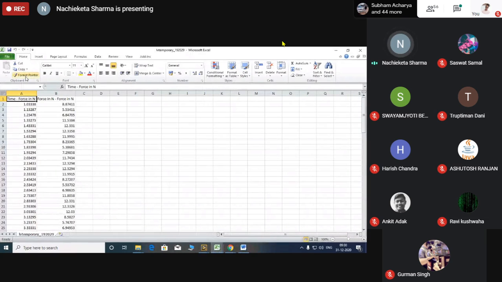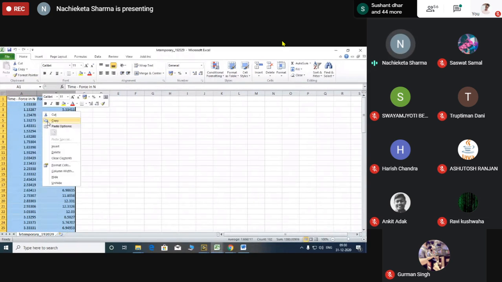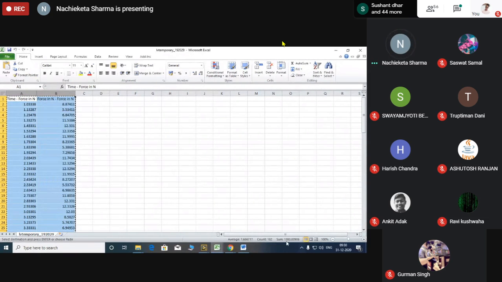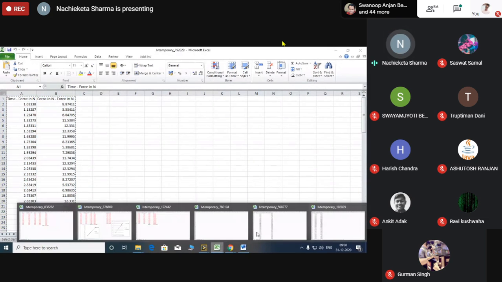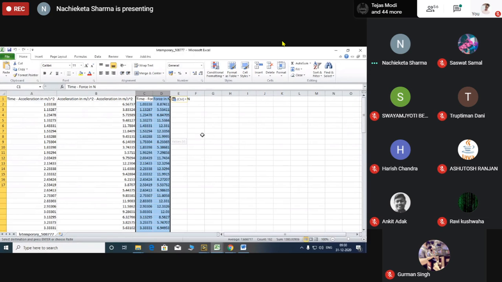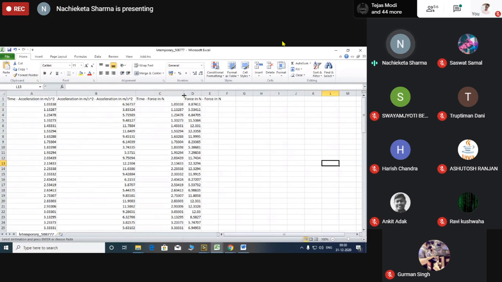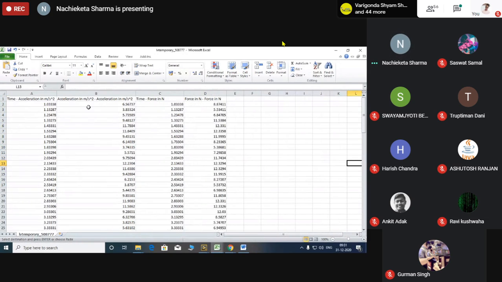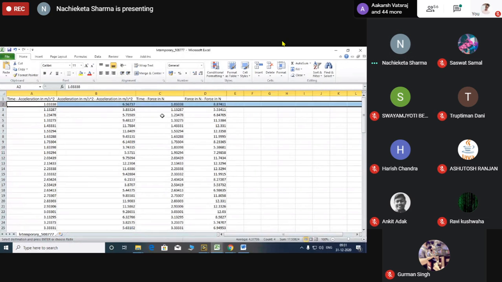If you open this time and force sheet, we'll copy this, the similar process, then paste that on the previous one. You can get the time, acceleration, time, force. You see both the time columns are the same, isn't it? Yes, sir. Then I will delete this column.